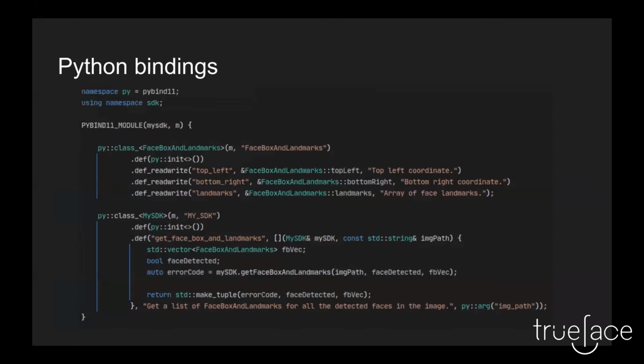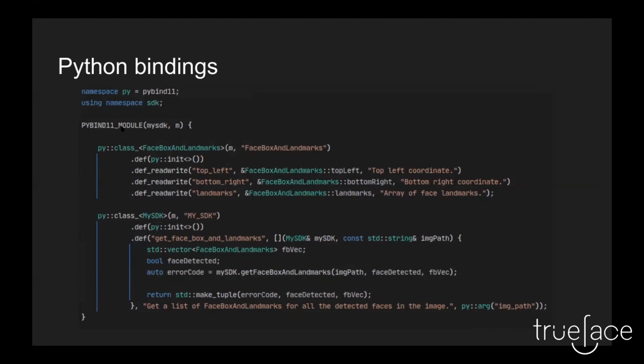So the next thing we want to add to our SDK are language bindings to make it easier for developers to use, because let's be honest, sometimes C++ is not the easiest or fastest language to develop with. I'll be demonstrating this using Python bindings, but bindings for any other language are just as easy to write. So we're using the PyBind 11 framework for this.